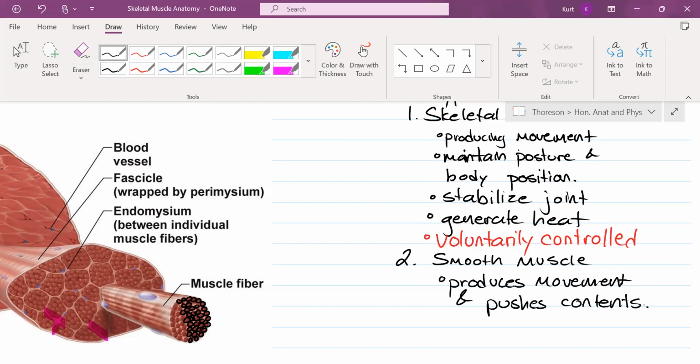Yeah, they're all organs. Anna? They're hollow. That's what I was looking for. They are hollow. Your esophagus, your stomach, your small intestine, large intestine, uterus, blood vessels, they're all hollow. So when I say it pushes their contents, let's try to figure this out.